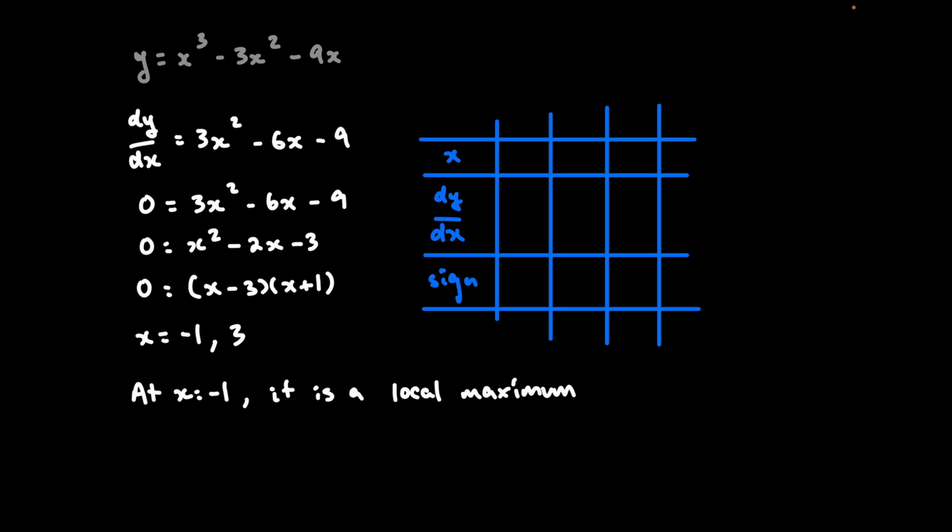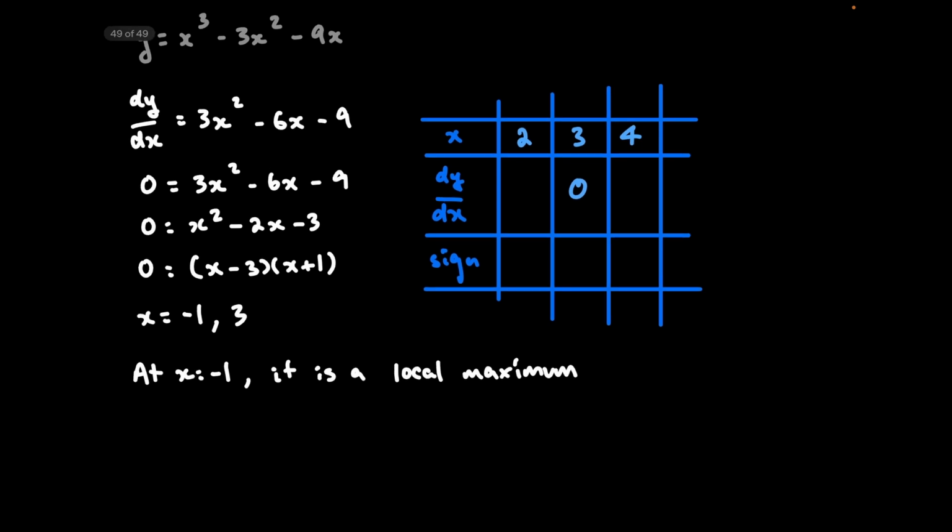Okay, and now we're going to do the same thing for x equals 3. So 3 goes in the middle. We're going to choose x values slightly to the left and slightly to the right. So a 2 and a 4.